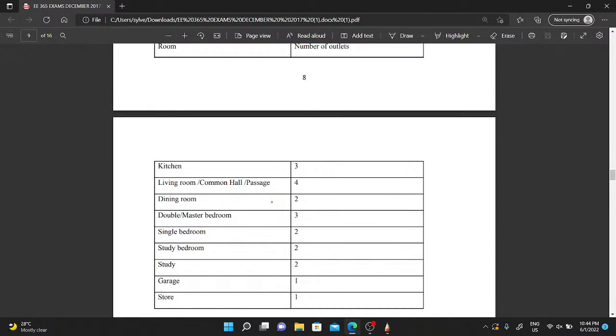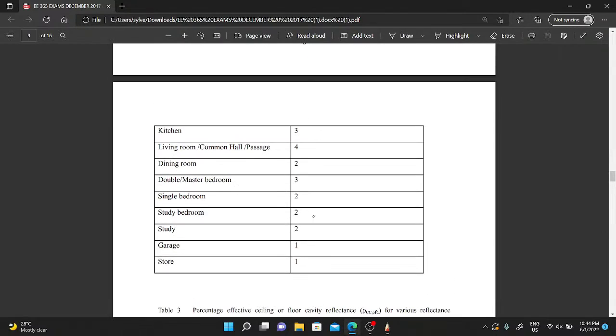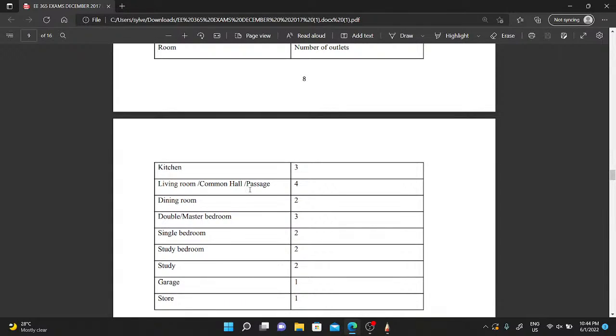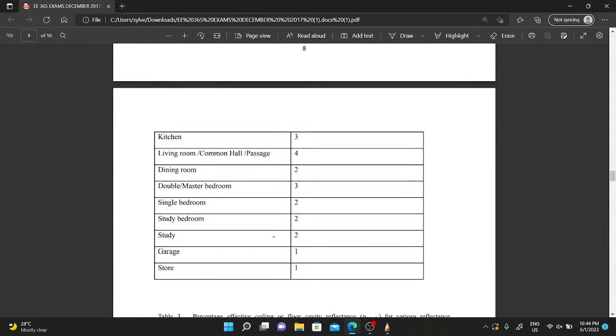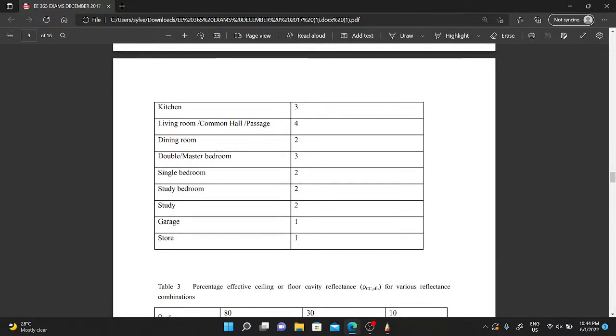Living and dining, we know that we need 2 sockets there. Master bedroom needs 3. We also have a store where we need 1. Kitchen, we need 3. For the living and dining, I think we should use 4 because of the size. The passageway we use 4. Kitchen 3. So we'll do all that.